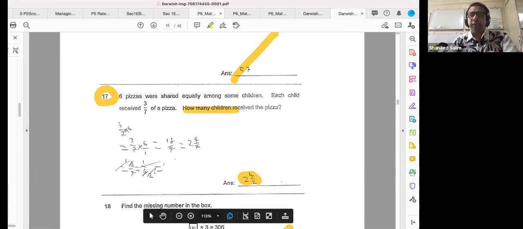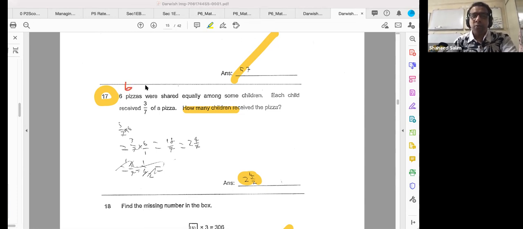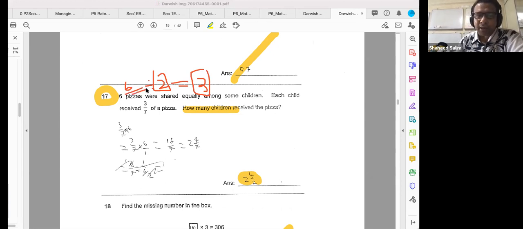You know what to do? No? Okay, I just tell you this. Let's say 6 pizzas were shared among 2 children. Each one will get 3 pizzas. You agree? Yeah. So you take the number of children times this, you will get this. If let's say now you don't have the number of children, so you don't know. You're supposed to find this one.